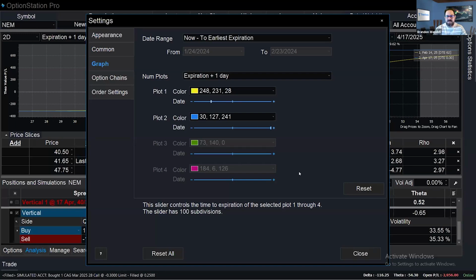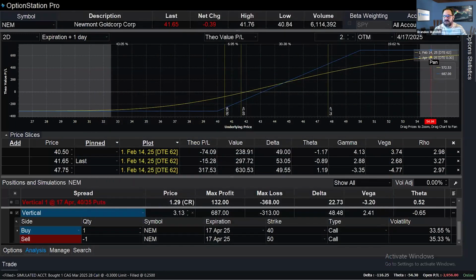The 14th, Valentine's Day. There we go. And now I see 47.75 would make about $317. So I would want to risk no more than like $100, 1/3 roughly. I could do about 105. There we go, that's about 1/3.